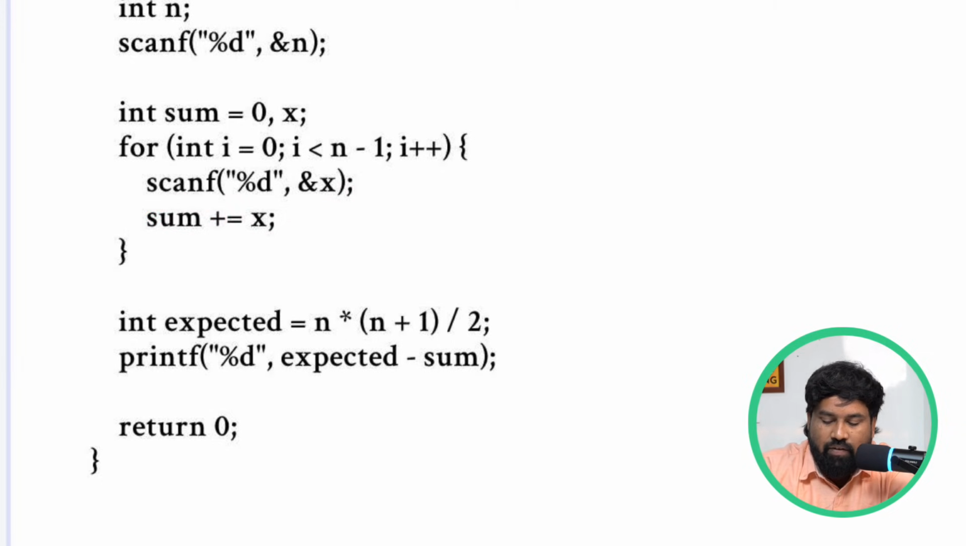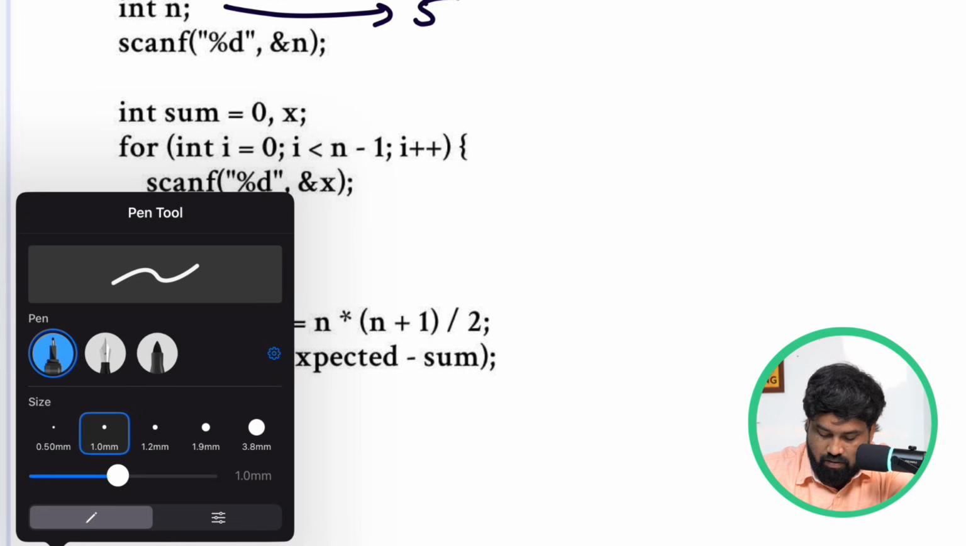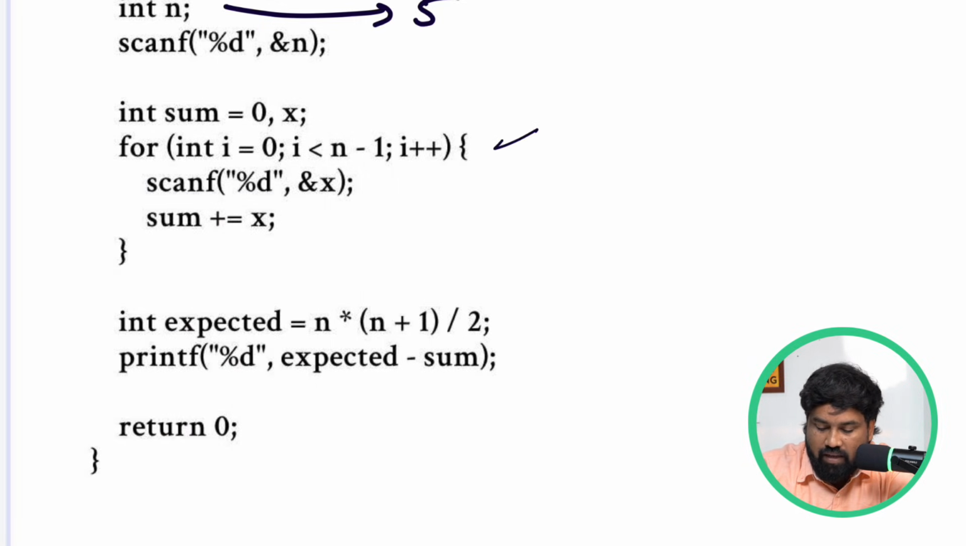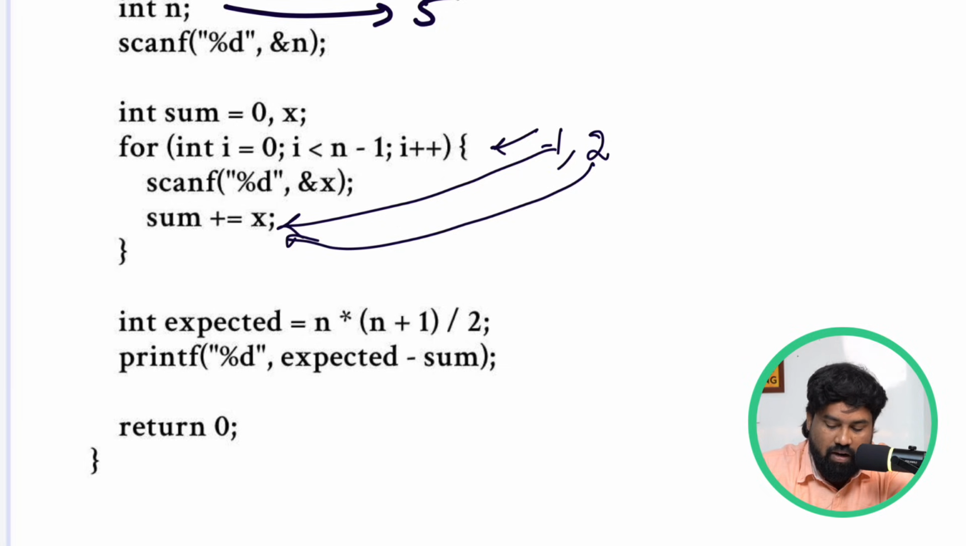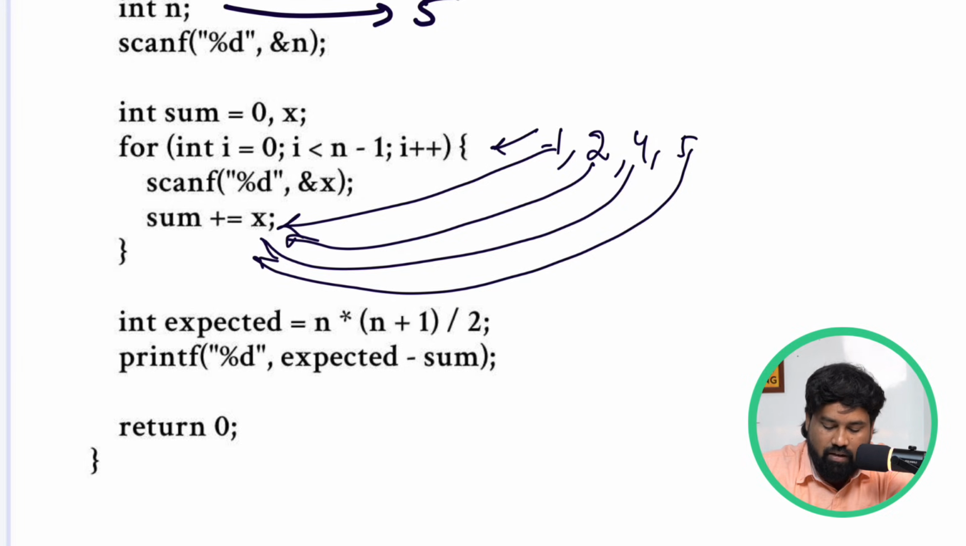Whenever some person is entering, for example, the n value is 5. Whenever he is entering into the scanf, for example, 1 is entered, immediately it will add to the sum. 2 entered, 2 immediately added here. 4 entered, immediately added here. 5 immediately added here. So the sum will be around 12.